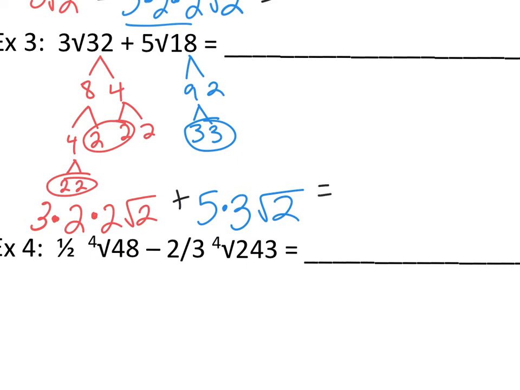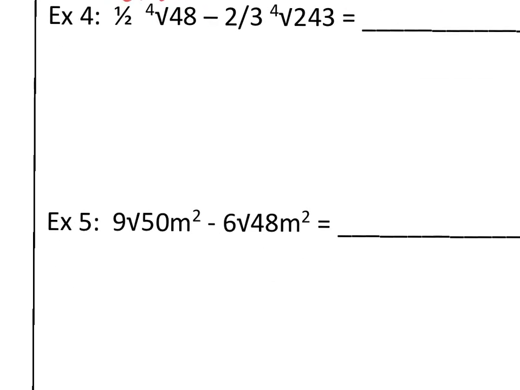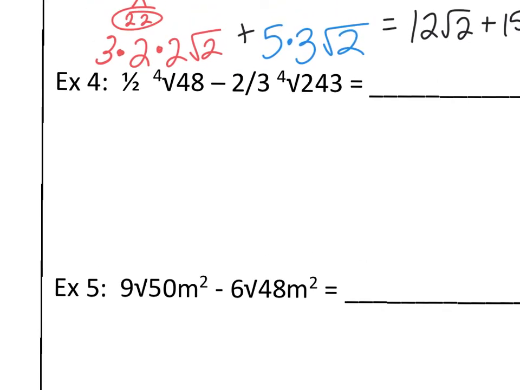Simplify it. Yep, 3 times 2 times 2 is 12 square root of 2 plus 15 square root of 2. And what is that? 27 square root of 2. Good deal. Everybody good on how we did that one? Yeah? Okay, let's drop down to number 4.